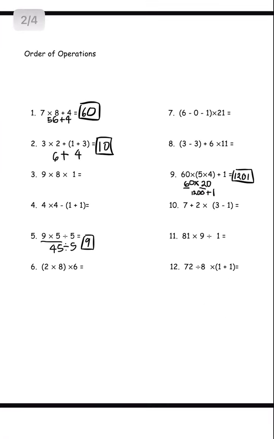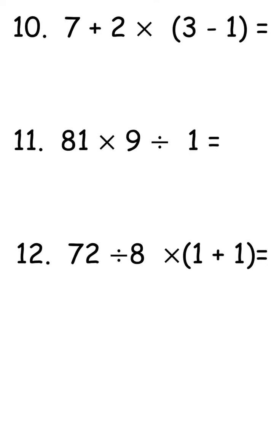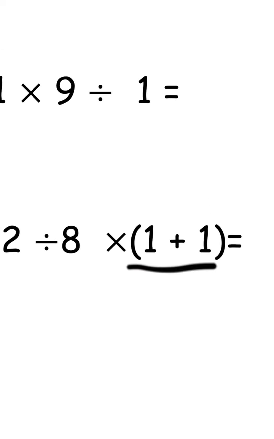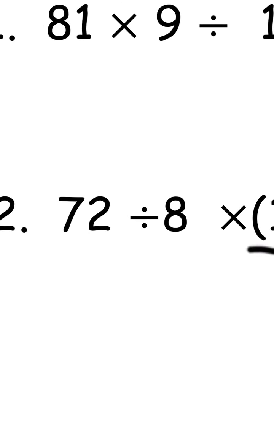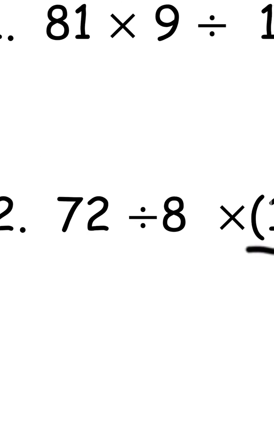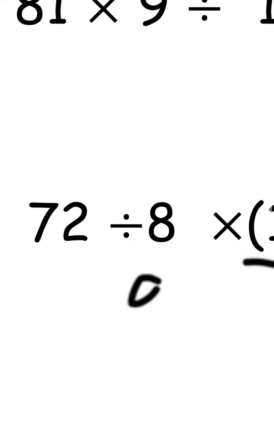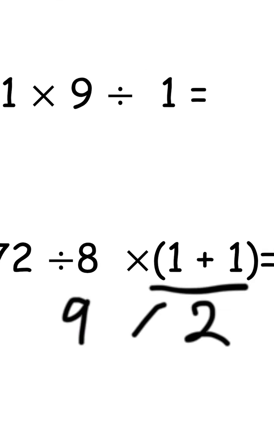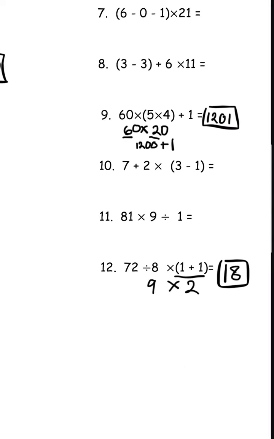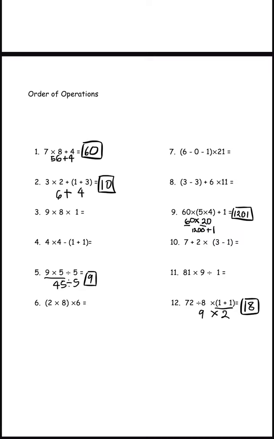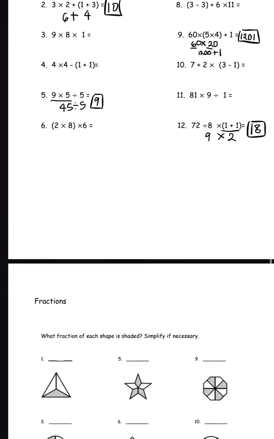Let's look at number 12. So 1 plus 1 has to be first, which is 2. And then we need to divide 72 by 8, which is 9. And then 9 times 2 is 18. So 18 is the answer for number 12. Let's move on to the next page.